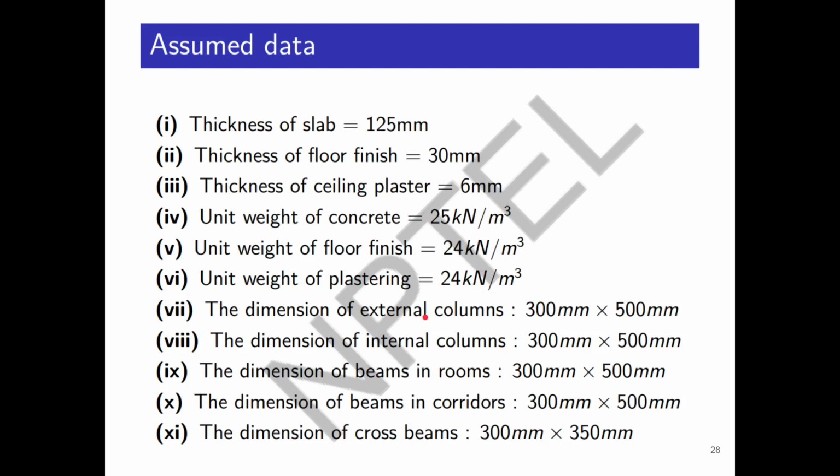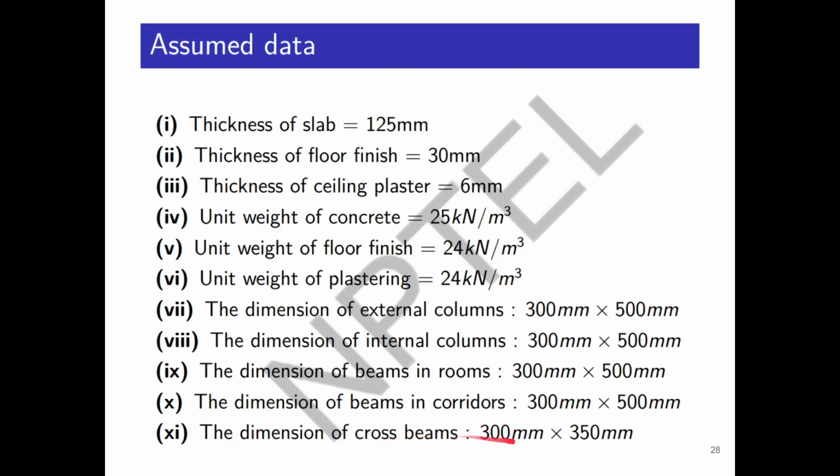The dimension of external columns is 300 by 500 millimeter. The dimension of internal columns is 300 by 500 millimeter. The dimension of beams in rooms 300 by 500. Dimension of beams in corridor. So basically everything they have assumed to be 300 by 500. But generally it is not the case. Generally beam dimension is lesser than the column. They follow a philosophy called strong column weak beam, which is mainly for earthquake design, so that should be the case. But for uniformity, they have assumed every dimension to be same.